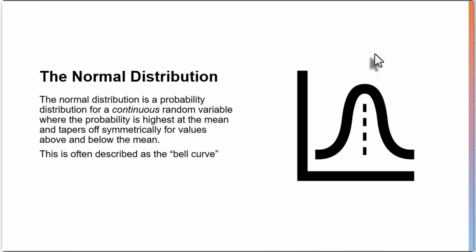Some key features of the normal distribution are that it's symmetric. It has this peak in the middle, but it kind of tapers off evenly in both directions. And the probability of values approaches zero the further out we get from the mean.